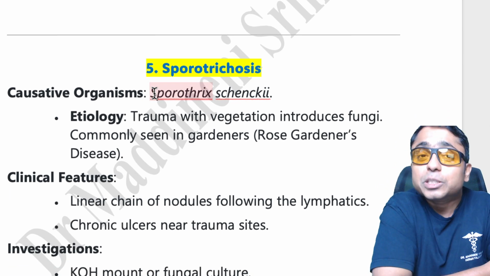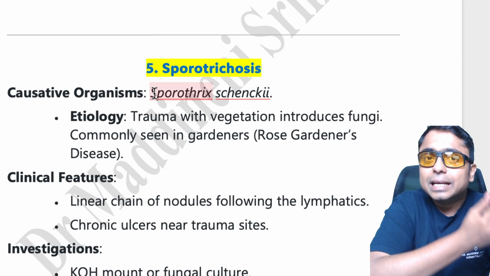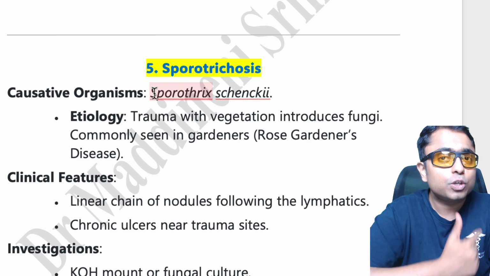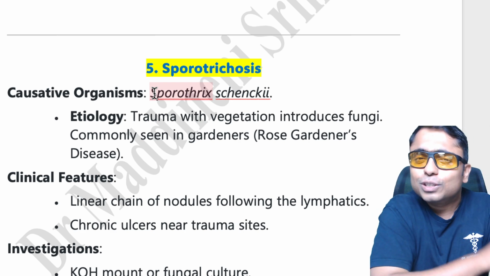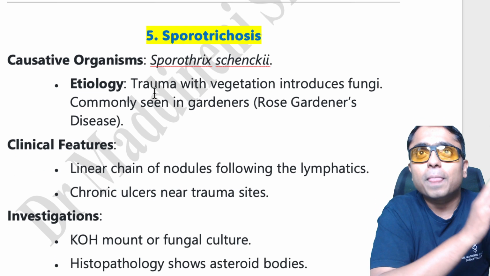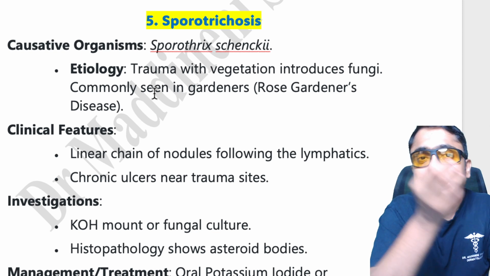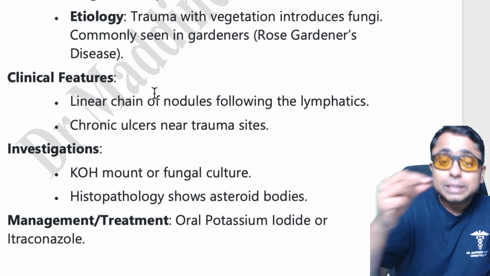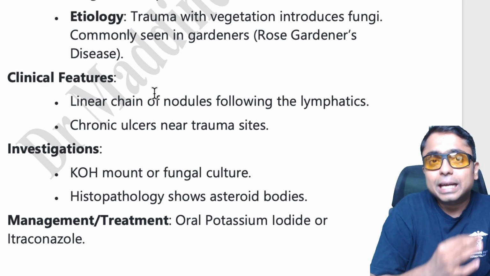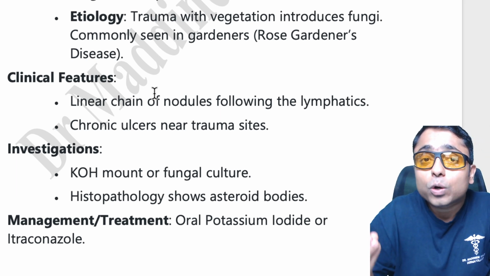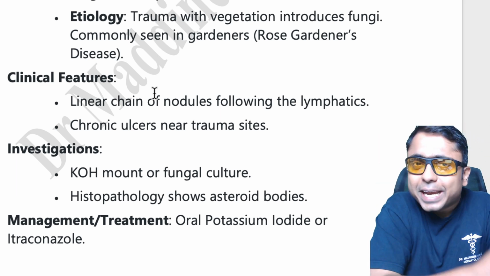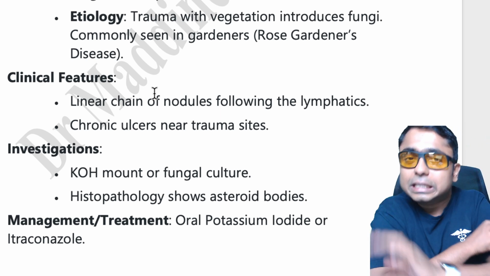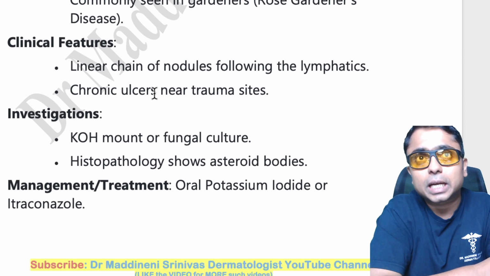So next is sporotrichosis. These are the implantation mycoses, very important: sporotrichosis, chromoblastomycosis and mycetoma. Sporotrichosis, causative organism Sporothrix, and it is also called rose gardener's disease, associated with thorn prick. Clinical features: it is going to produce linear lesions along the lymphatics, so we call it the sporotrichoid pattern. Can you remember any other diseases where a sporotrichoid pattern of lesions is there? Put your answer in the comments if you can remember.